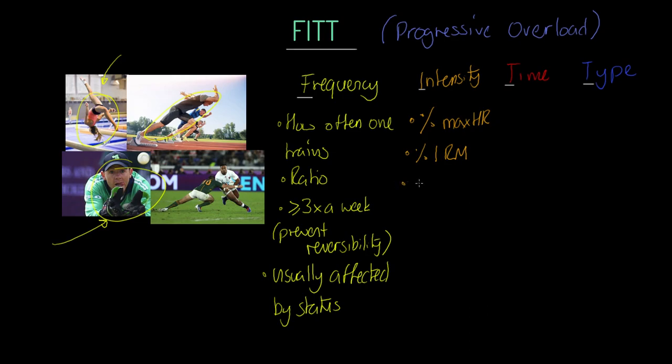We could be using things like Borg scales. Now, a Borg scale is what we call an RPE. I'll write this in for you, an RPE. We will touch on this in aspects of this course. It's a rate of perceived exertion.